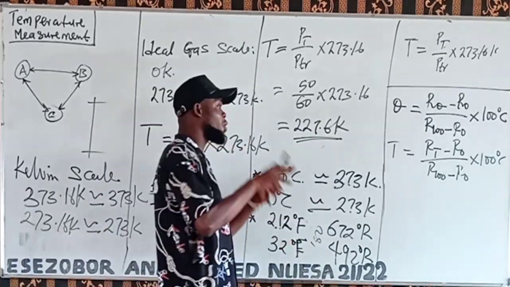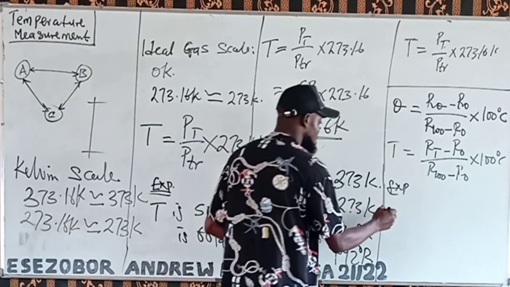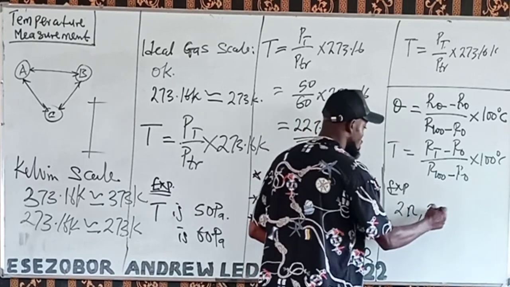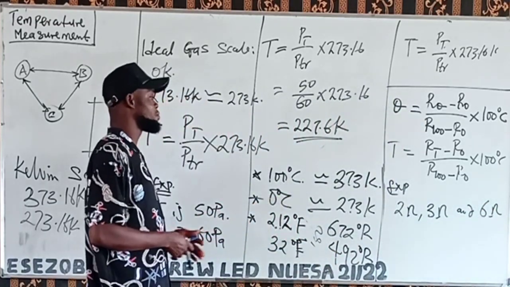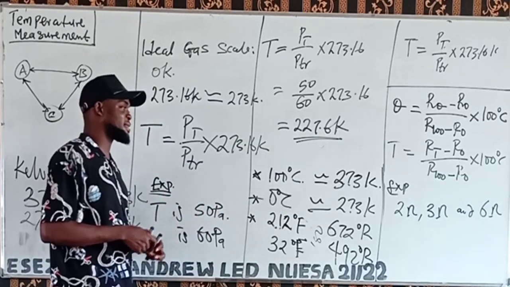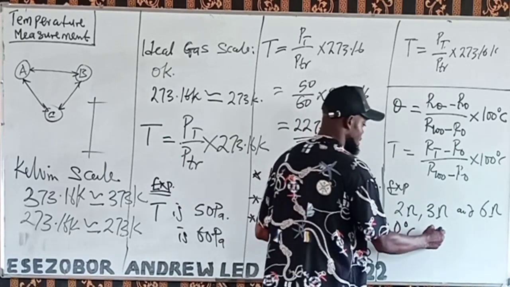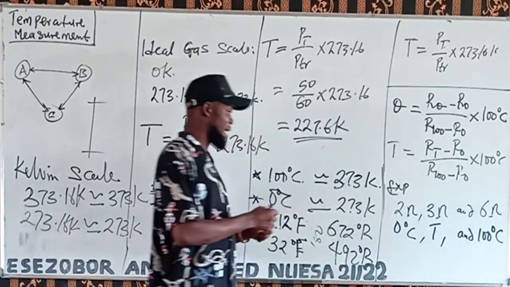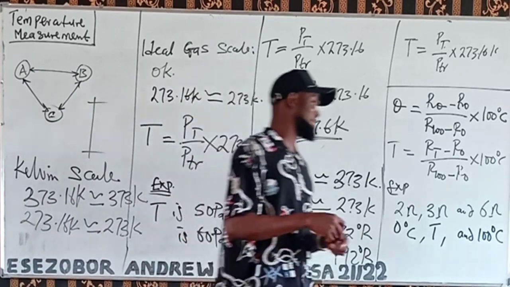Example. The coil of the wire has the following resistances: 2 ohms, 3 ohms, and 6 ohms at the following temperatures: 0 degrees Celsius, t, and 100 degrees Celsius. What is the value of t?